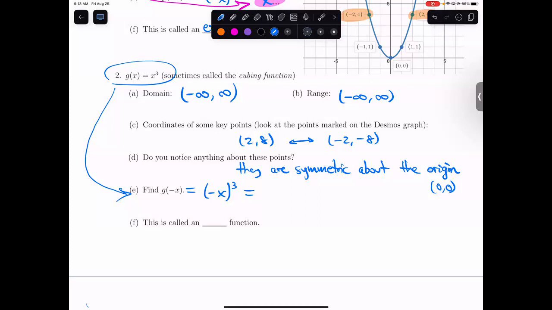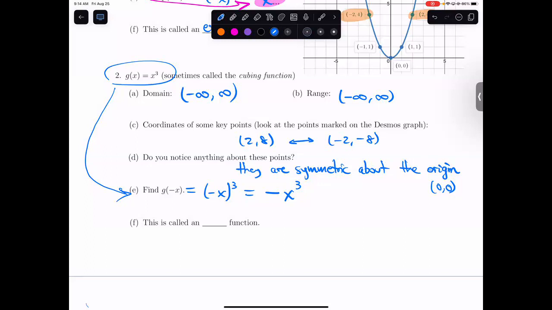Cubing means take 3 of them and multiply them together, right? So -x times -x, what happens to the signs? They cancel, but then there's still one left, right? So -x, all together cubed, is going to be the same thing as negative x cubed, right? There's still 3 copies of x sitting there, but the signs cancel in pairs and there's 1 left over. So it's negative x cubed.